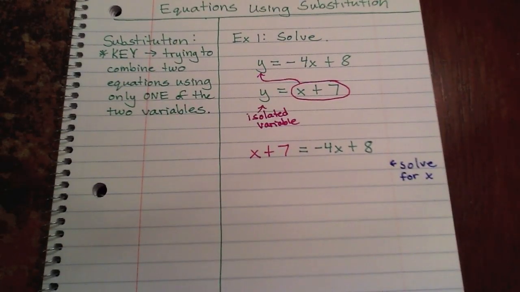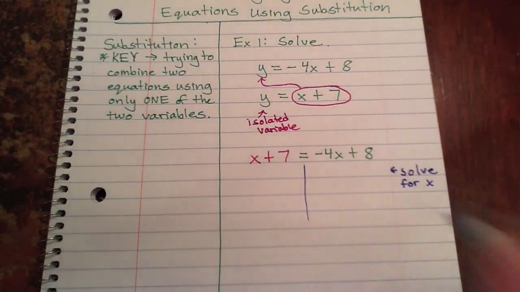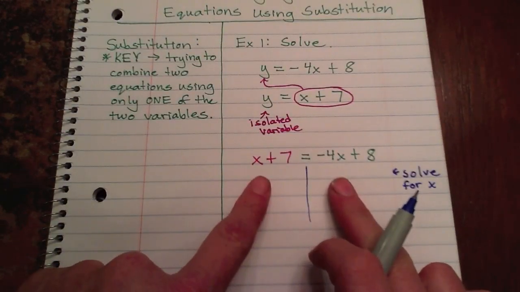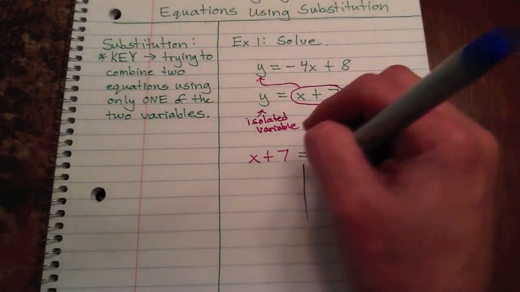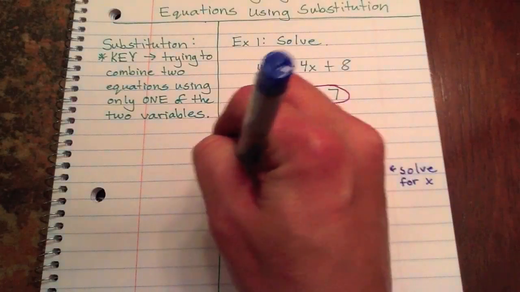Some of you might want to hit pause and just do it on your own and then hit play and check it for practice. Others, you can just follow along as we go here. So I'm going to isolate x. I've got this imaginary line here that some of you might still want to use if you're not totally confident with these yet. I need to move x's to the same side. I notice I have a negative here. If I move it across, it becomes positive. So positive 4x there.